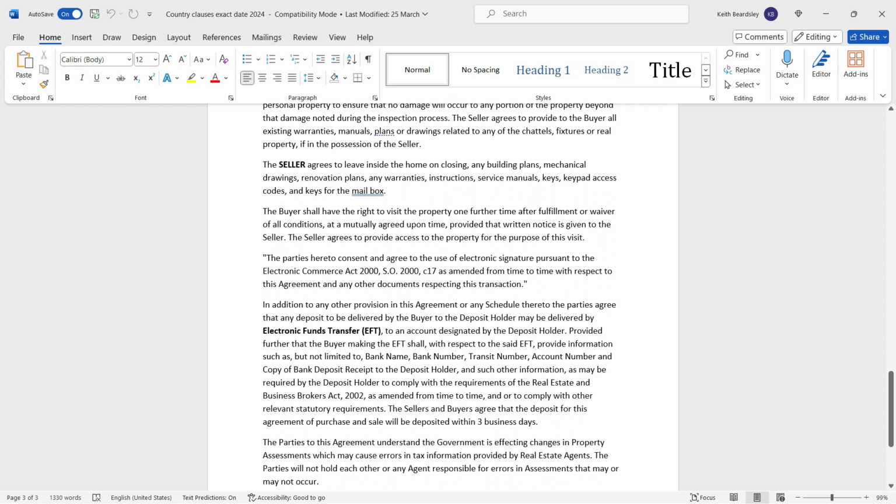And see, the buyers have the right to visit the property one further time. I like one because you're there for all the inspections. If you need to do window measurements or things like that, do it when you're doing the inspections. Don't come in at the last minute and say to the seller, "Oh yeah, I want two or three inspections because I haven't done any of this." You've already been there for a number of hours.